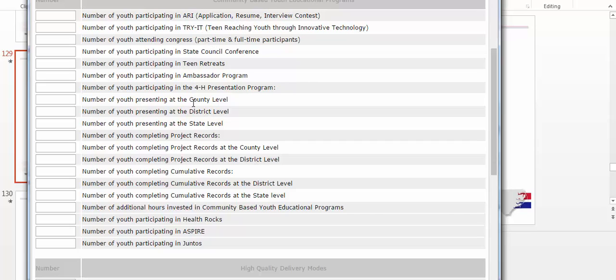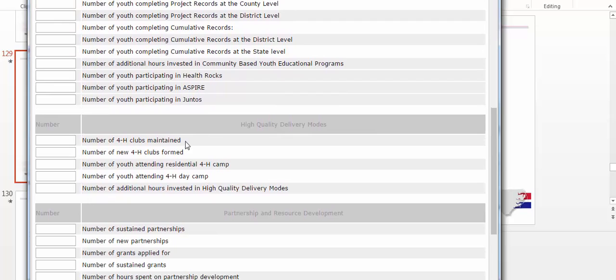Different retreats, youth presenting presentation contests at the county level, district level, state level, youth that completed project books, project records at the county level, district level, cumulative records, community-based educational programs, Health Rocks, Aspire, Juntos.